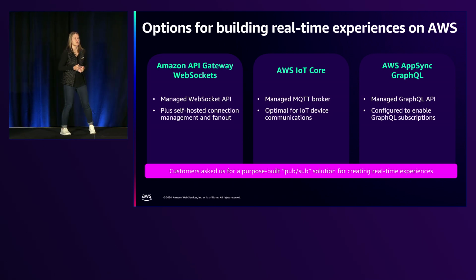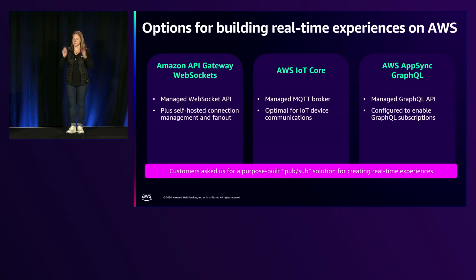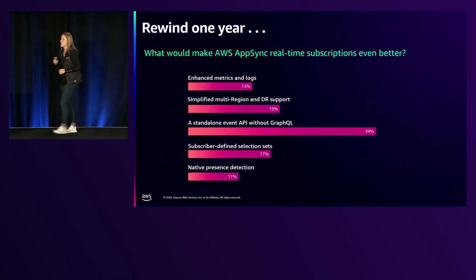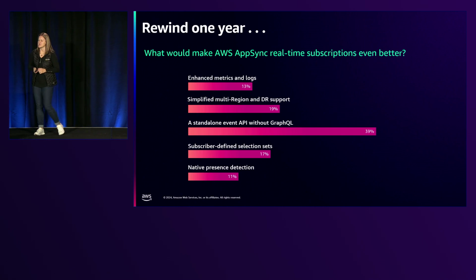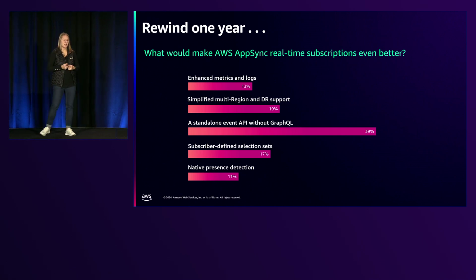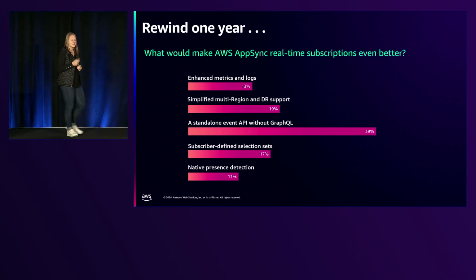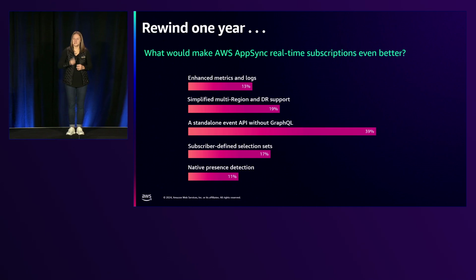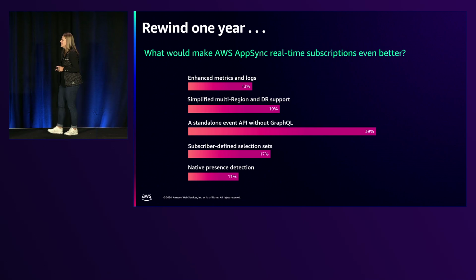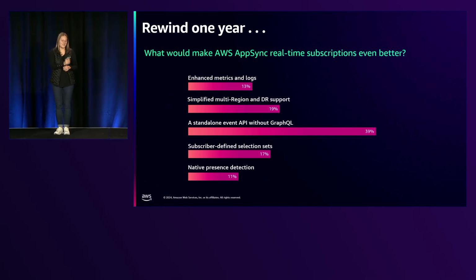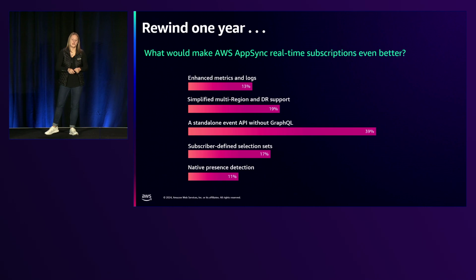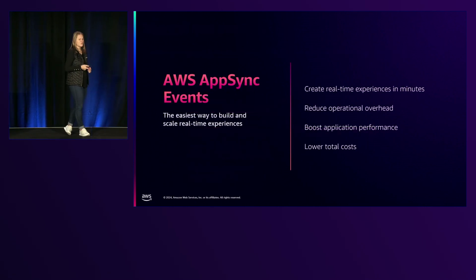these real-time experiences. And because we're Amazon, we love data, and so if you don't believe me on this one, I'm going to rewind us 1 year to a session very similar to this one. We're up on stage. I think Bill and Ryan, one of our other presenters, asked this question to the audience. What would make AWS AppSync real-time subscriptions even better? And vastly, the majority of folks said a standalone event API with no GraphQL required. And that is exactly what we did.